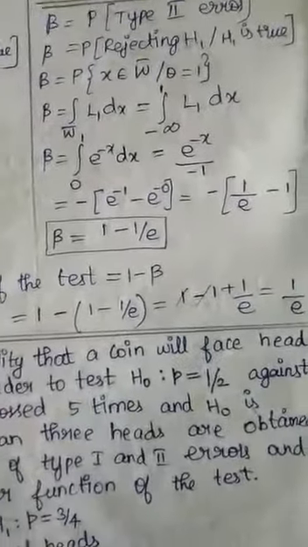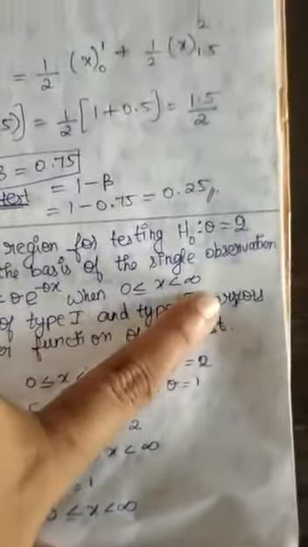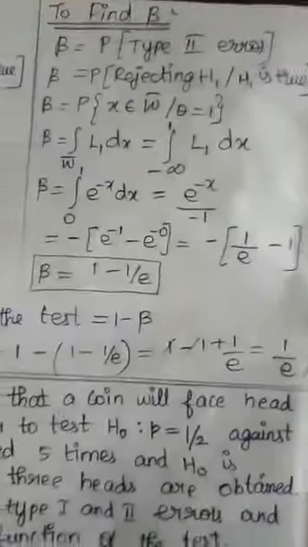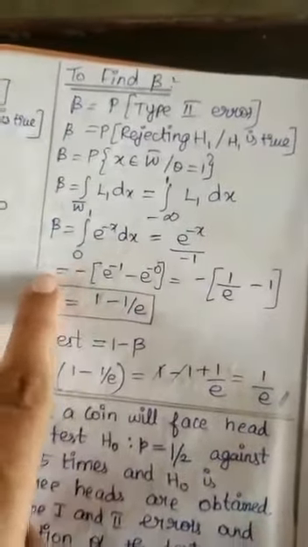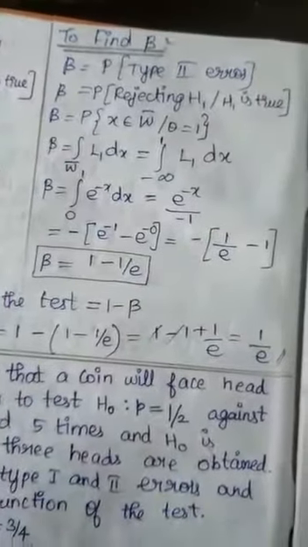But we already know our function f of x comma theta lies between 0 and infinity, so the lower limit is 0 only. So the minus infinity is replaced by 0. So the integral is from 0 to 1 of L1, and L1 we got previously as e power minus x. So e power minus x dx.